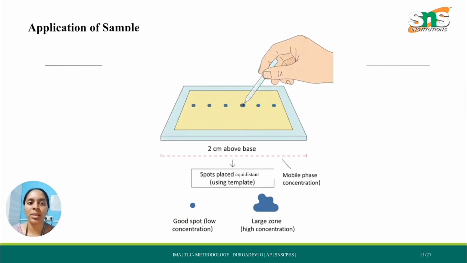You have to apply the sample at a very low concentration, because a high concentration will lead to the development of tailing spots. In the next video we will be seeing various development techniques and detection techniques.